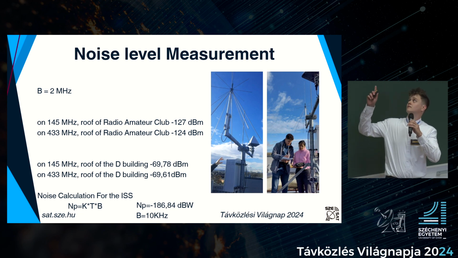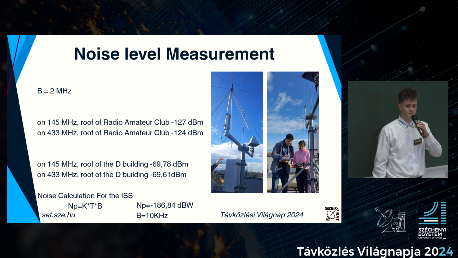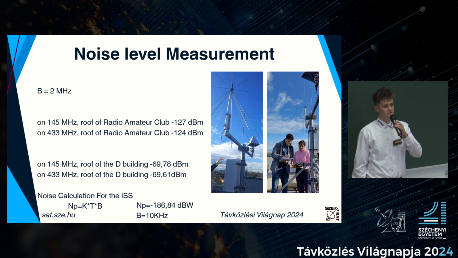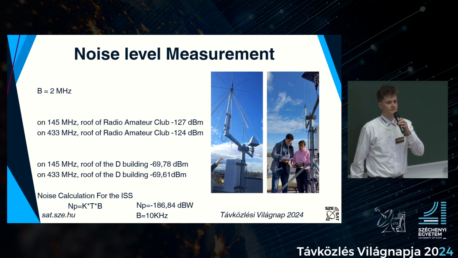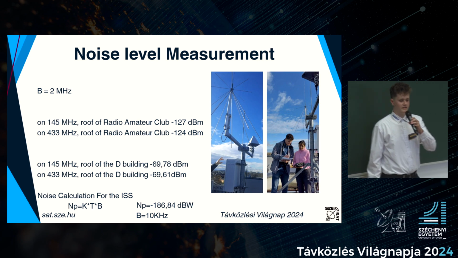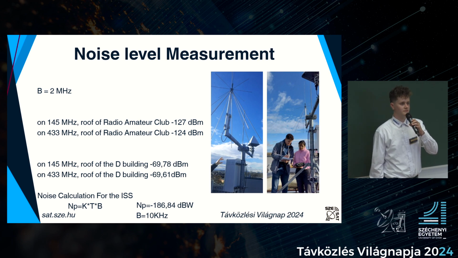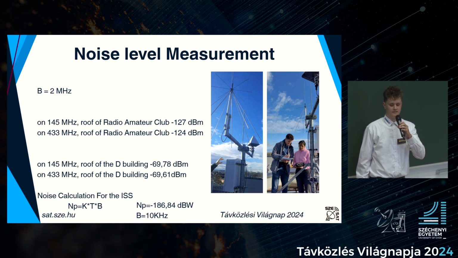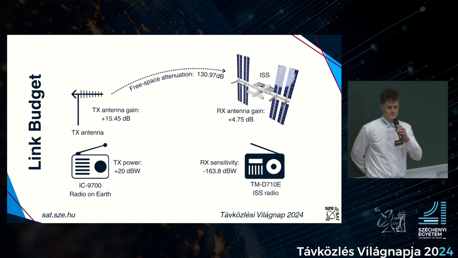These are our measured noise levels. We use a bandwidth of 2 megahertz. We made the measurement for the whole amateur radio band. We also made a noise calculation for the ISS, since it doesn't have the same noise as we have down on Earth. It uses the Boltzmann constant, the thermal noise, and also the bandwidth. We also made a link budget calculation.